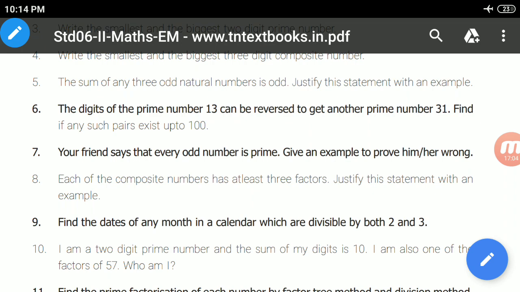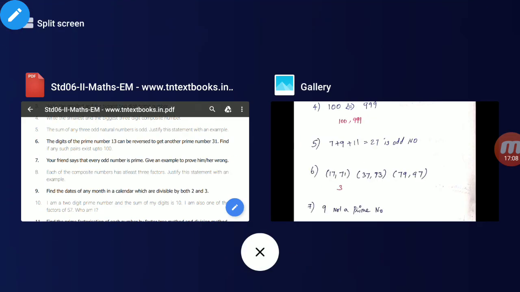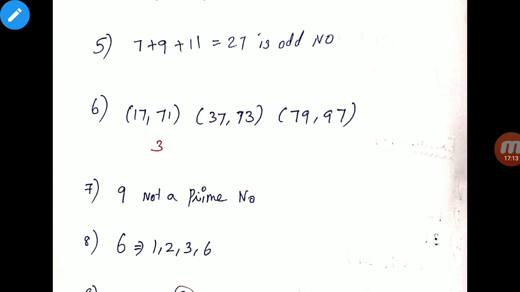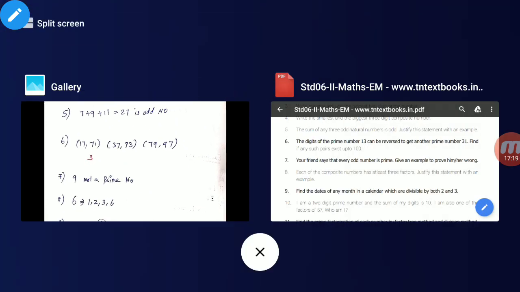Okay, each composite has at least 3 factors. Justify this statement with an example. 6 is a composite number because it has more than 2 factors, right? 1, 2, 3, 6. These are the factors of 6.